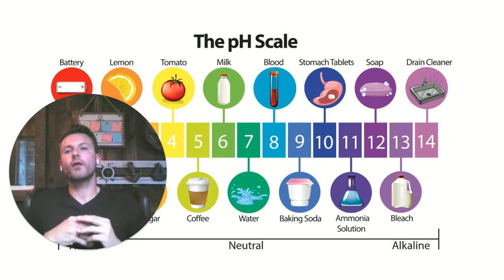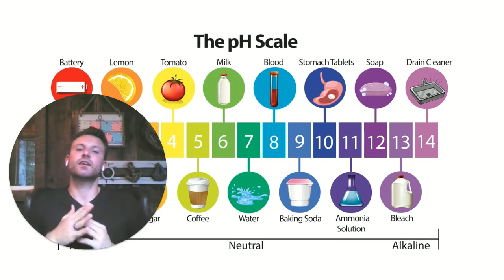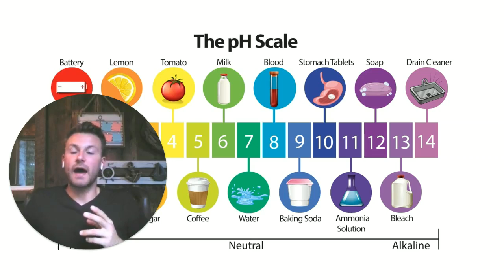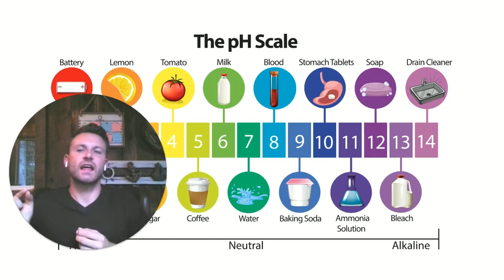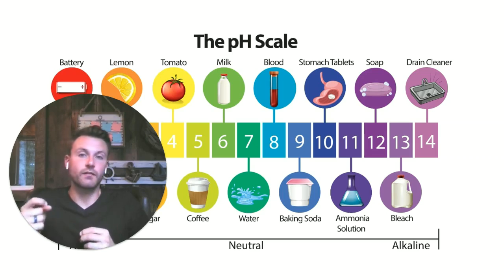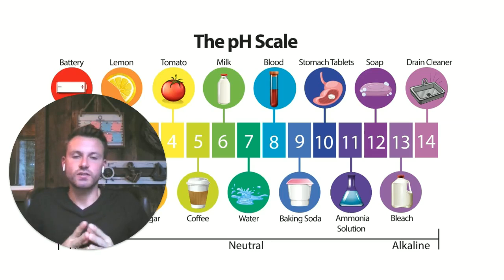Now, all the way on the acidic side goes from 0 to 7. The most acidic example that I have in front of me is battery acid. And so it goes battery acid, then let's say lemons. Lemons are at a 3. That would be at a 2, actually. Tomatoes would be at a 4. Coffee's at a 5. And as I said, water's at a 7.